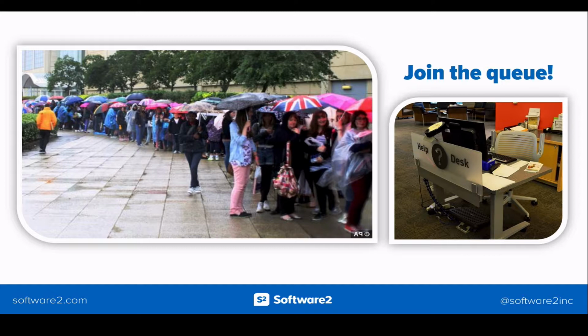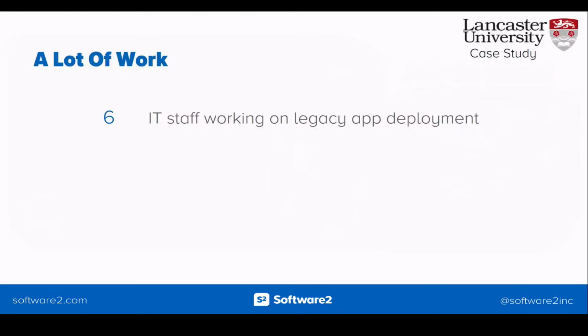And on the IT services delivery side, we actually had 6 staff working on legacy app deployment, so using legacy technologies to deploy software to our computer labs. And on average, it was taking between 1 and 5 days to prepare an application for delivery or to package an app.